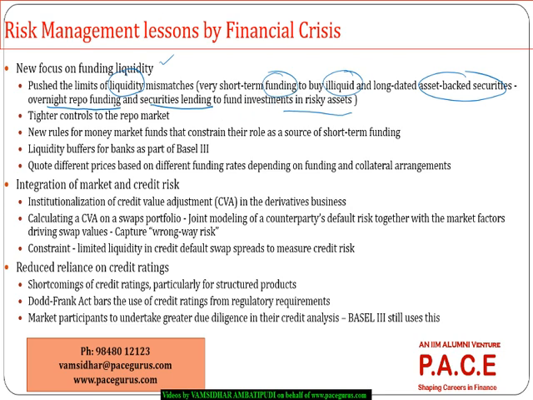And now we see that this kind of liquidity mismatch has resulted in having higher levels of capital. Now there is a tighter control on the repo market as a development out of the crisis. And there are new rules for the money market funds, where their role is constrained primarily as a source of short-term financing only.